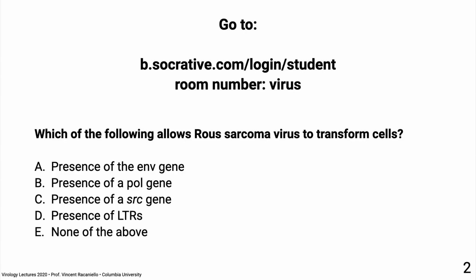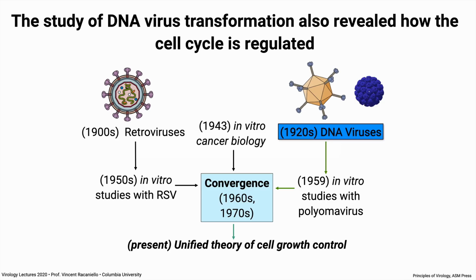Rous sarcoma virus. What allows Rous to transform cells is the presence of a Src gene. It picks up a Src gene. Now, a lot of you said LTRs because you're thinking it's integrating next to an oncogene, but that's not how it works. It actually picks it up, and that allows it to transform. Presence of LTRs allows the type 2 transforming viruses to transform cells by integrating next to an oncogene. All right, so that was our contribution of retroviruses.